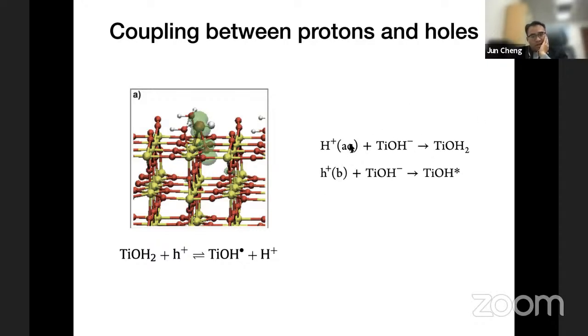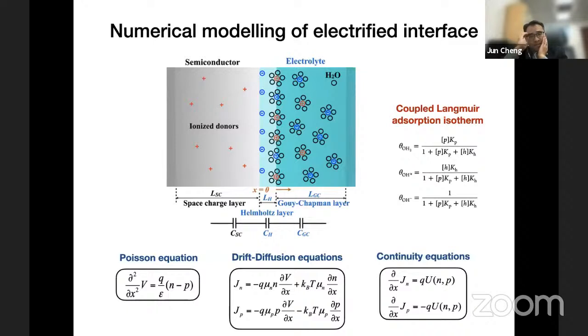So we developed a numerical model to take this into account, but I don't really have time to explain the detail. We use a numerical modeling of the electrified interface, based on a continuum model. We apply the Poisson equation, drift diffusion equation, and continuity equation for the charges, electrons and holes in the semiconductor and also ions in solution. But on the surface, we explicitly take into account the proton and electron transfer, this hole localization I showed you in the last slide, and consider a Langmuir adsorption isotherm.